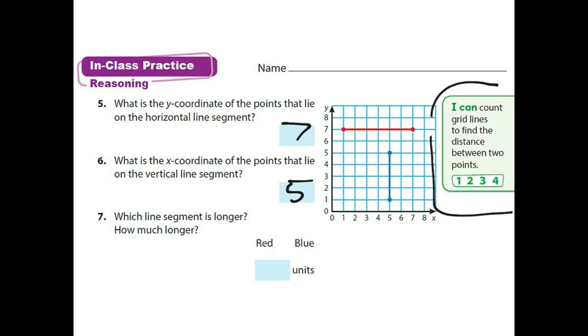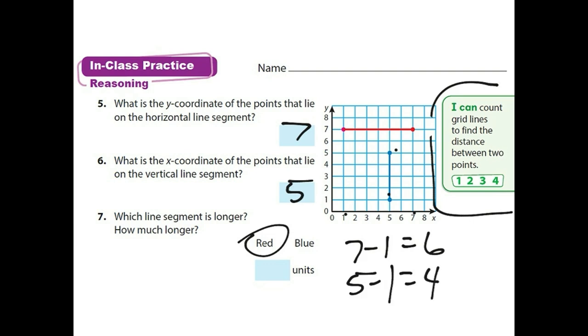All right, which line segment is longer? We know it's the red. So, the red, and then how much longer? Well, 7 minus 1 is 6. 5 minus 1, not 4, minus 1 is 4. And if we do 6 minus 4, that's going to be 2 units longer.